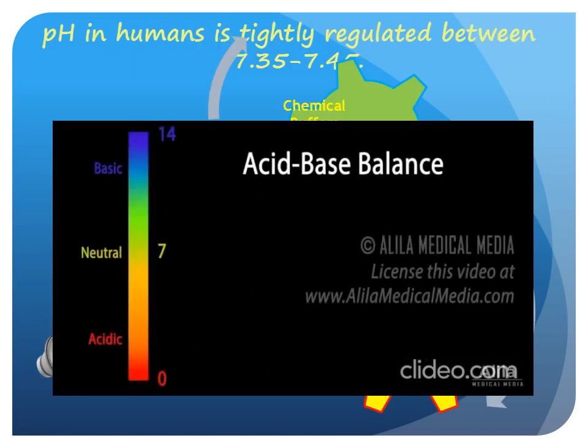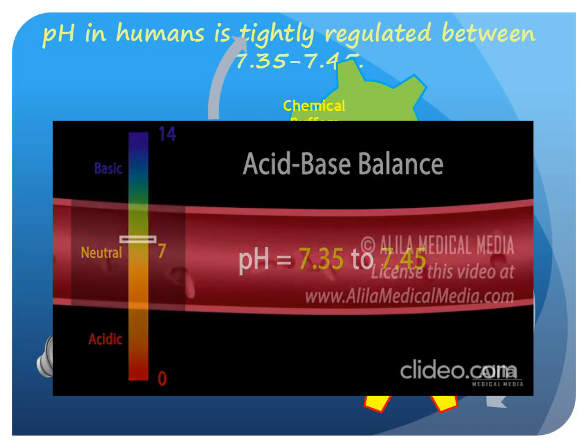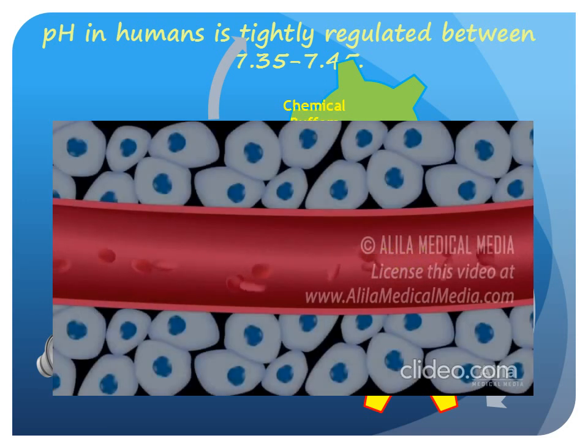So whenever there is change in the pH, when there is a deviation from the normal, there are compensatory mechanisms which tightly regulate pH. They comprise of chemical buffers, respiratory regulators, and renal response. They help to maintain the pH.